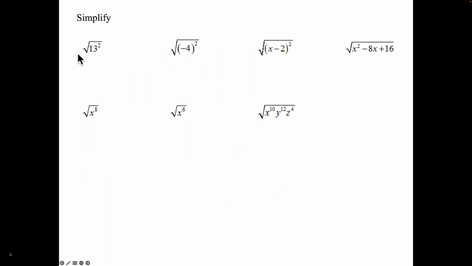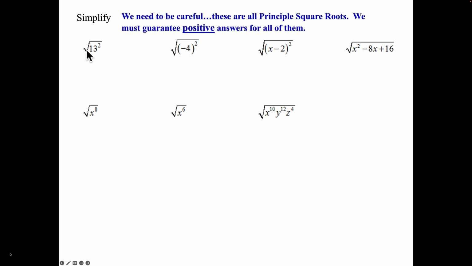All right, simplify. Now, here's where the author is going to start to fool you. Remember, these are principal square roots, and your answers must be guaranteed positive. So I see the square root of 13 squared. Oh, that's just 13. And you'll probably get 2 or 3 of these in a row, like, oh, the square root of 17 squared, 17. The square root of 23 squared, 23. The square root of negative 4 squared, negative 4.